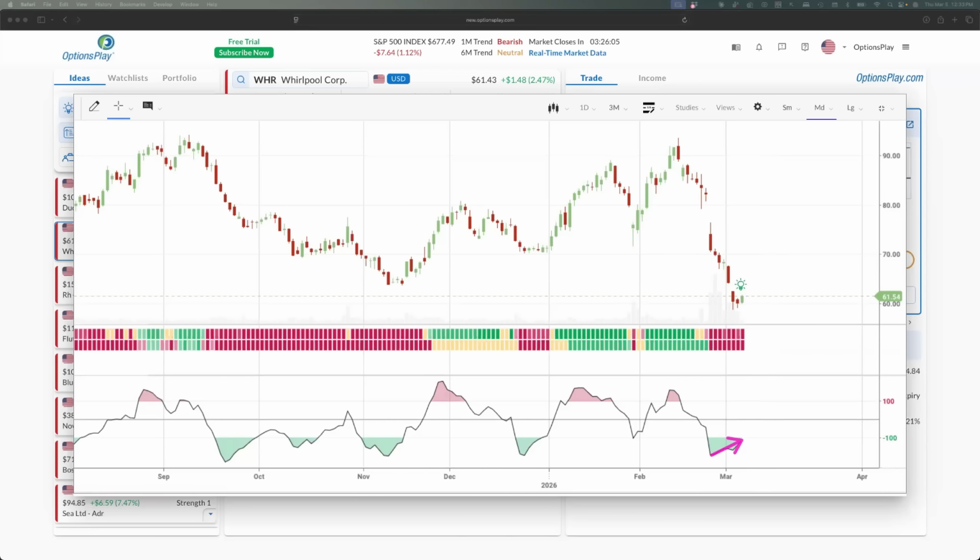Now, Whirlpool, I'm presuming most of you that live in North America, or let's say you own a house, are probably familiar with Whirlpool in terms of what they do. They make appliances. This is a stock that's interesting from the perspective that these durable goods overall have not been particularly strong. The consumer discretionary space has been a little bit weak in the last couple of months.